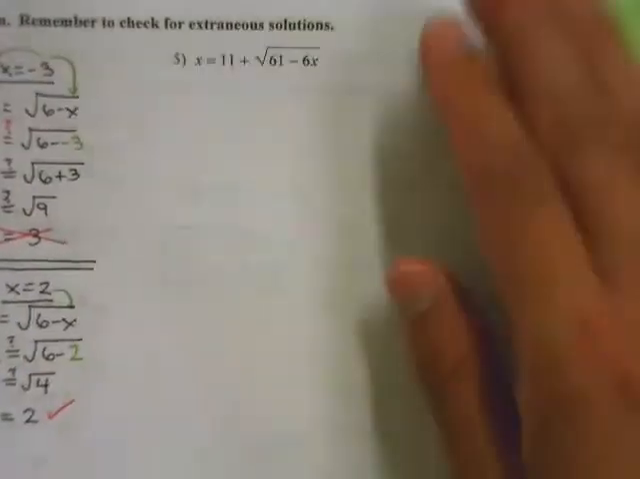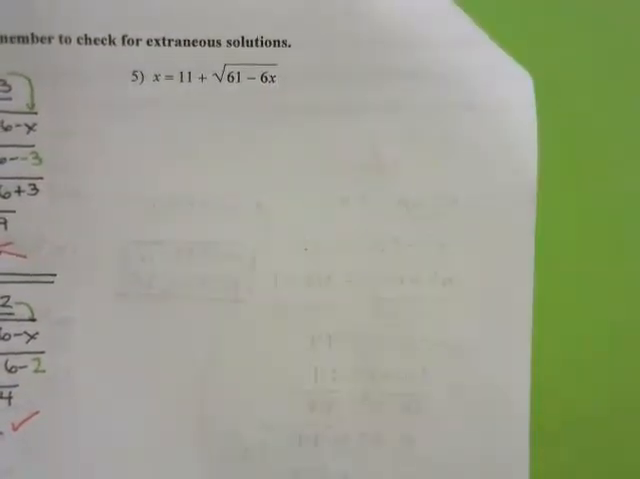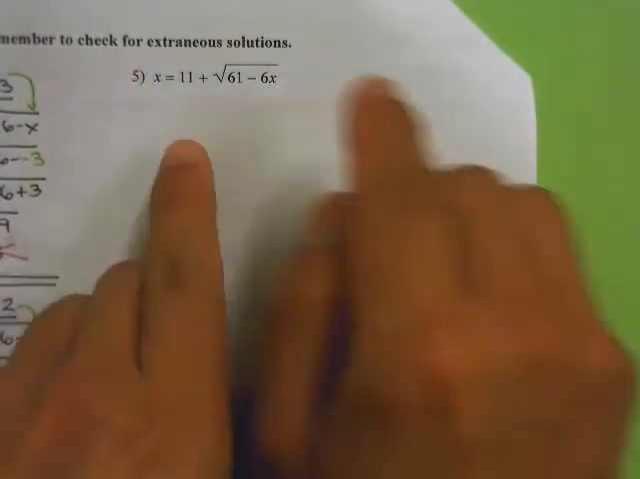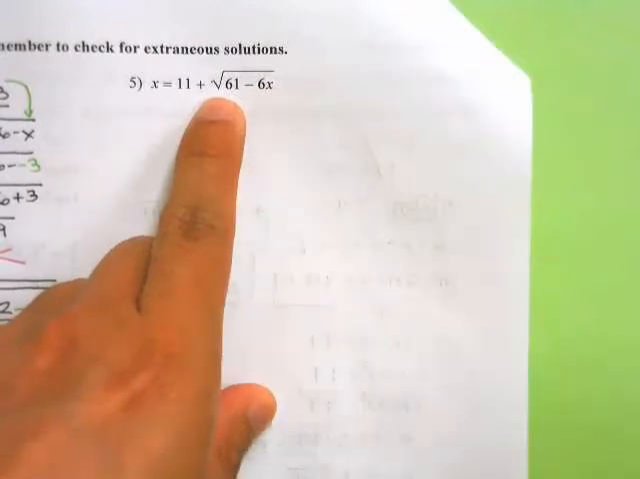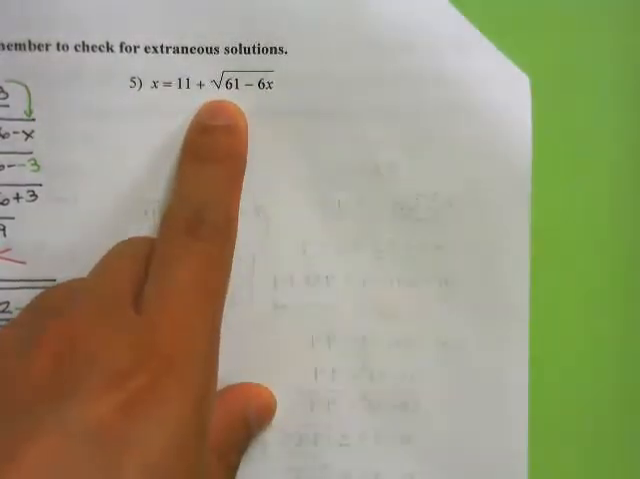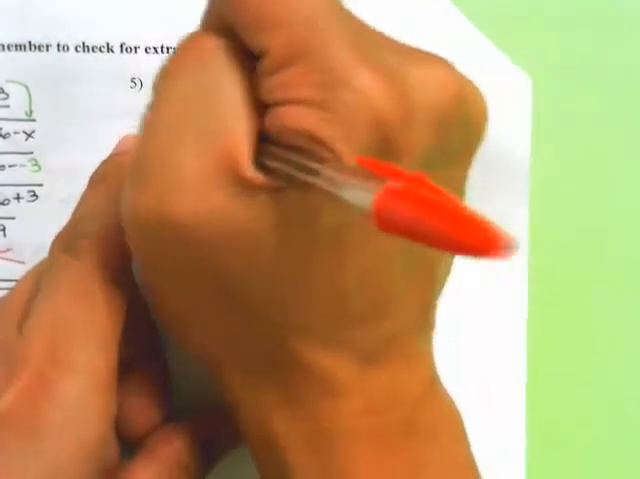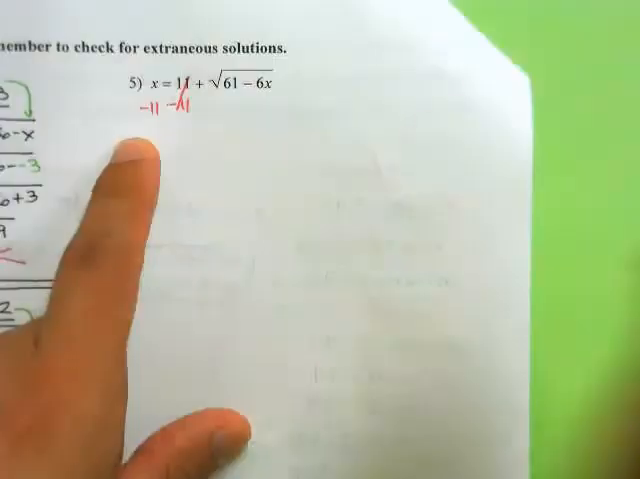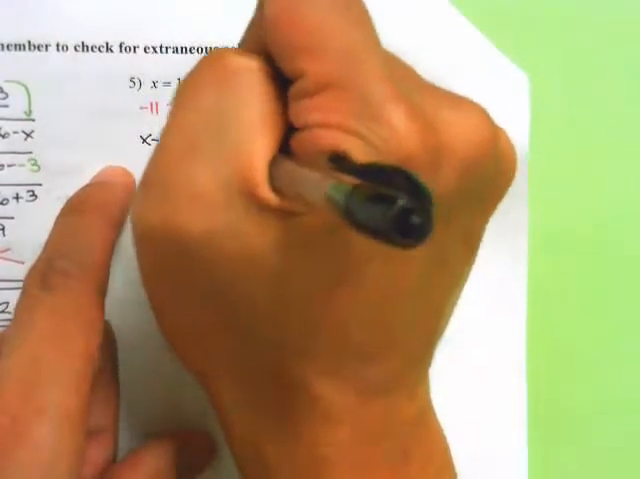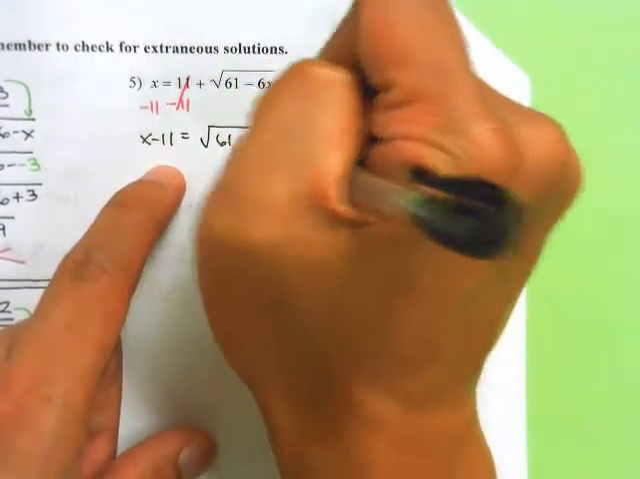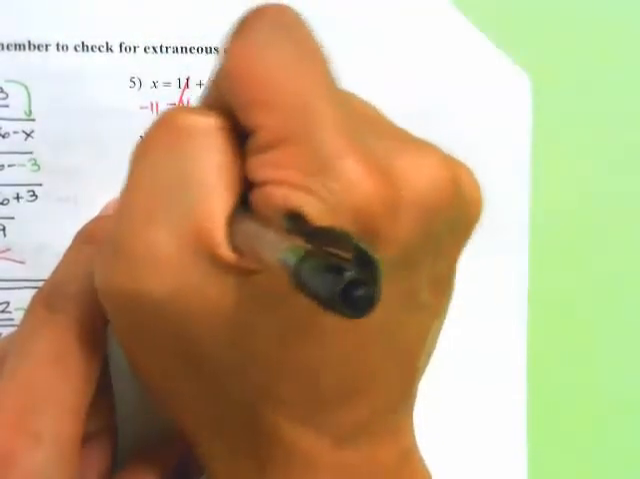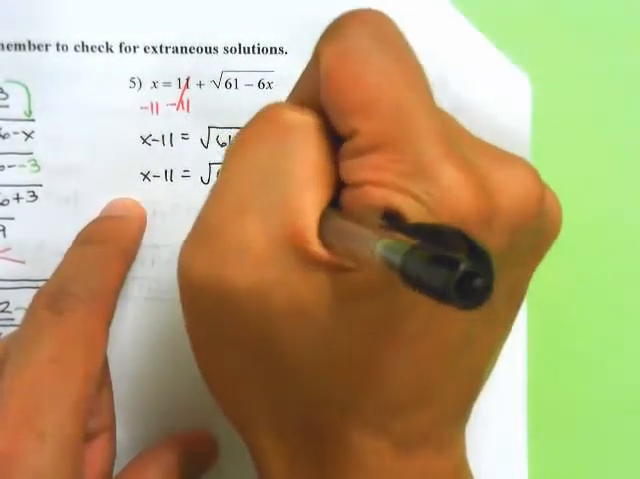Okay. Again, we've done absolute values, we're doing square roots, we're doing some other things. Really, the point of it all is when you have functions like these, you just want to isolate it. And so to isolate this, I'm going to subtract 11 on both sides because it's positive. X minus 11 is equal to square root of 61 minus 6x. Okay, and I'm going to write this twice for notes purposes.